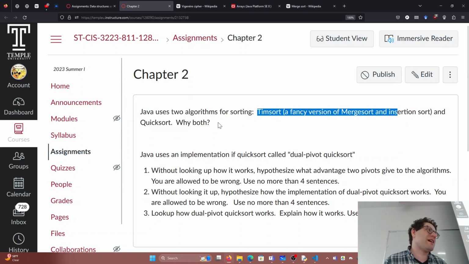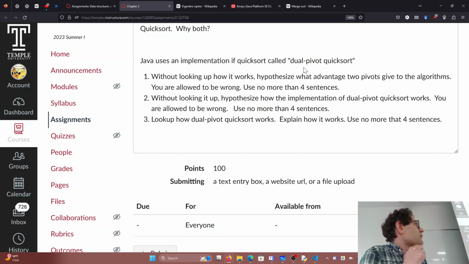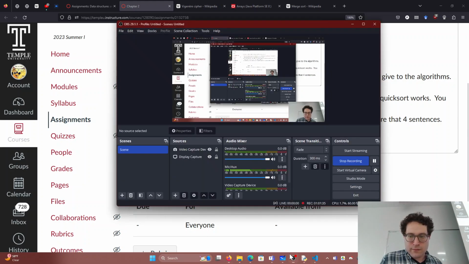Why does it have two different sorting algorithms? And then Java uses an implementation of quicksort called dual pivot quicksort. Without looking it up, hypothesize how it works and hypothesize why you would have two pivots. You're allowed to be wrong, so don't look it up. Just start thinking about it and hypothesize. And then for the third question of that one, look up how it works and explain in 4 sentences or less how it works. So that's more of a research question than anything else. Let's try to get you thinking about these things. Okay.